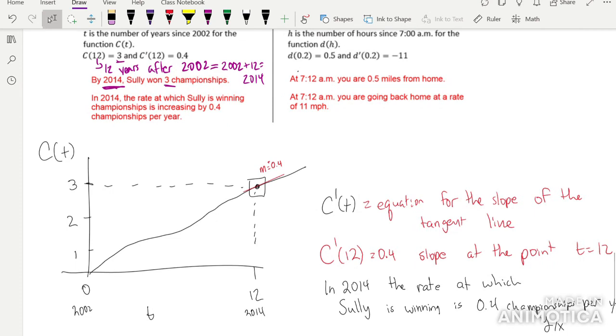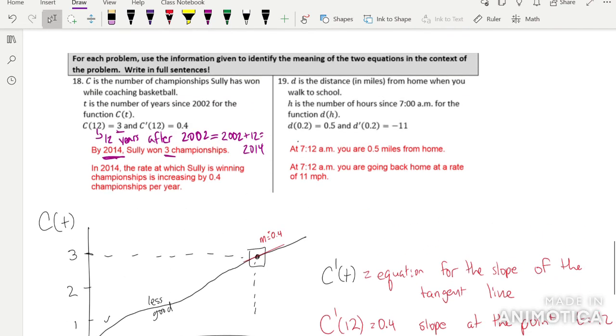So on average, he's winning at 0.4 championships per year. So we would expect the next win to occur sometime between 2 to 3 years in the future. The better you are, the steeper this line is going to be, because you're going to win more often. The less good you are, this line is going to be shallower. So, for example, he was doing really good here, and then less good here. It might make a little bit more sense with the second example here, so I'll post that.